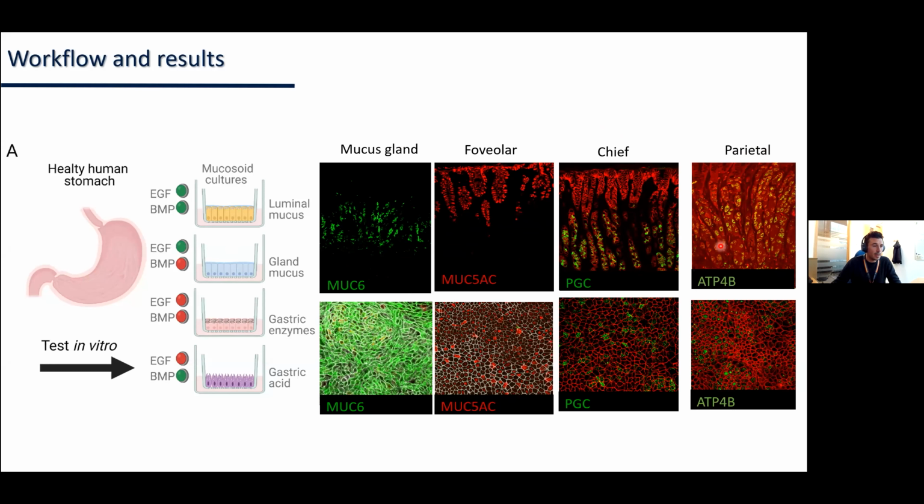So to cut a long story short, we have found that a combination of activation of the EGFR signaling pathway and of the BMP, bone morphogenetic protein, signaling pathway, here you can see the different combinations, lets us basically get most of the cell types that populate the human gastric gland. And these are normal epithelial cells from normal stomachs.